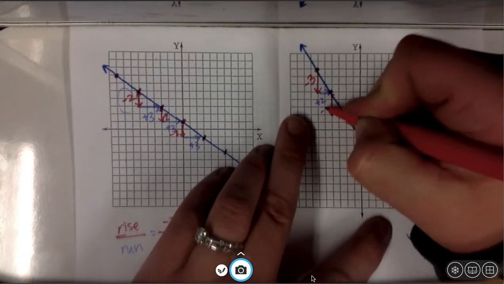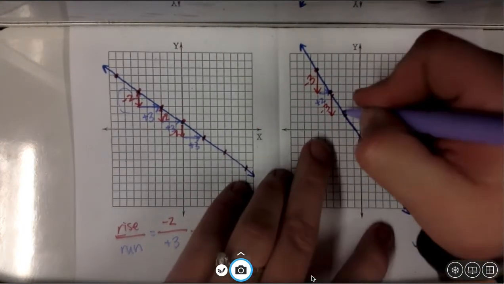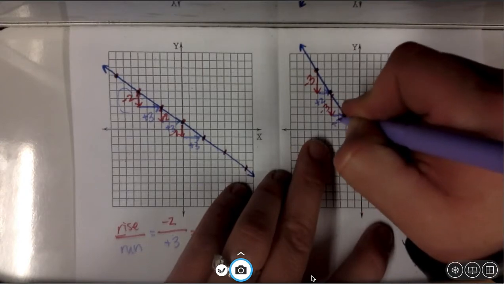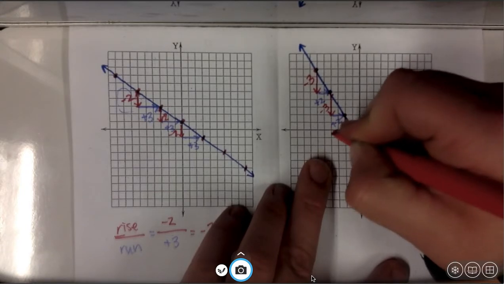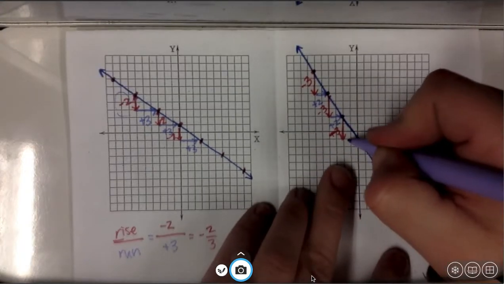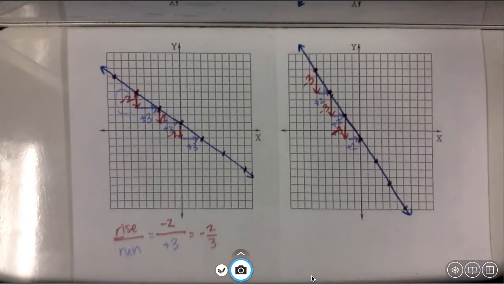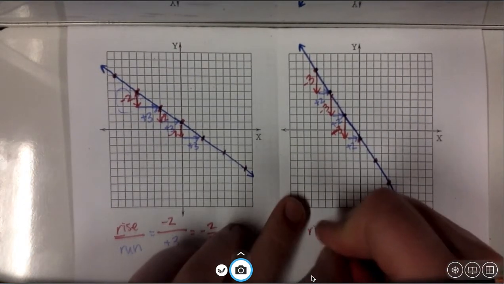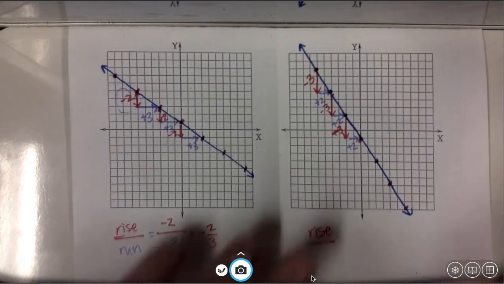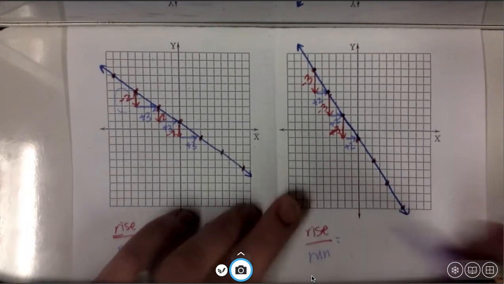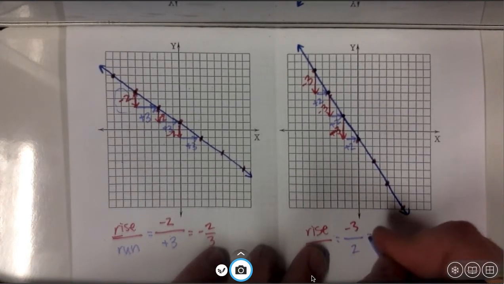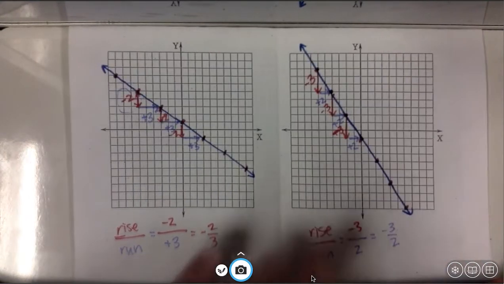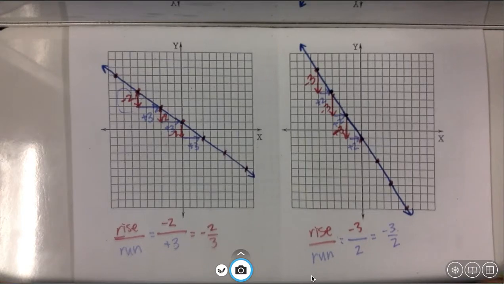Rising or falling down 3. Going to the right 2. Down 3, into the right 2. Again, rise over run. My change in my vertical is -3. My change in my horizontal is 2. So -3 over 2 would be my final answer for that particular line.